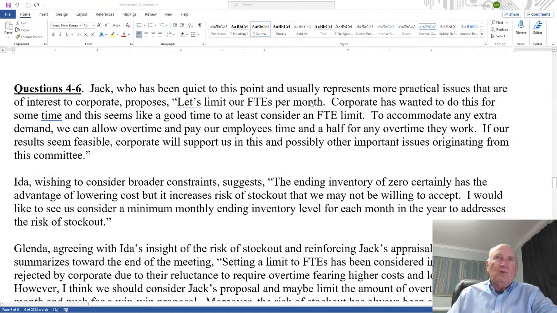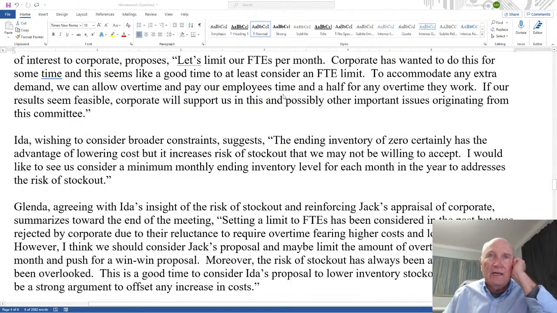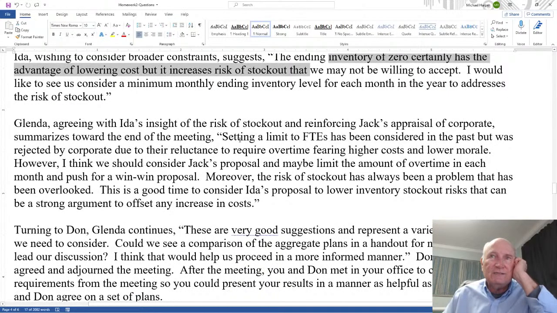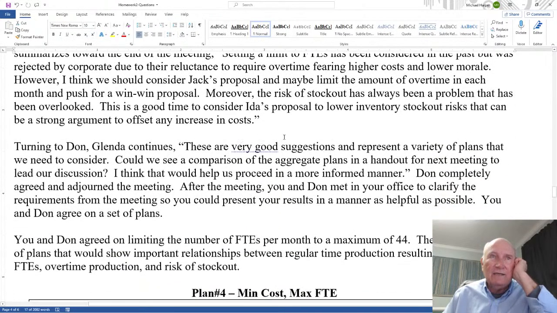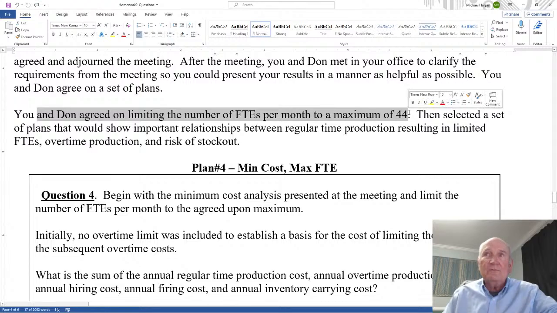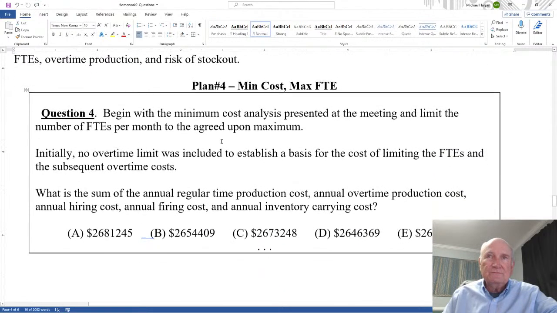And Jack, who has been quiet, says, let's limit our FTEs per month. Okay, and Ida says, well, wait a minute. The ending inventory of 0 certainly has the advantage of lowering costs, but increases risk of stock out. So Glinda says, yeah, let's set the FTEs and let's have a minimum inventory, which is not 0. So you and Don agreed on limiting the number of FTEs per month to a maximum of 44. Then select a set of plans that would show important relationships.